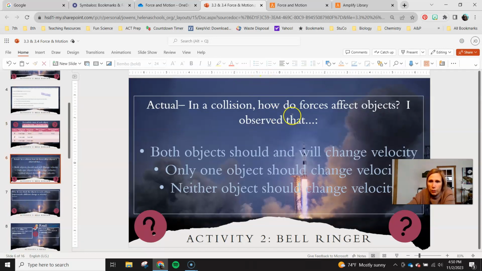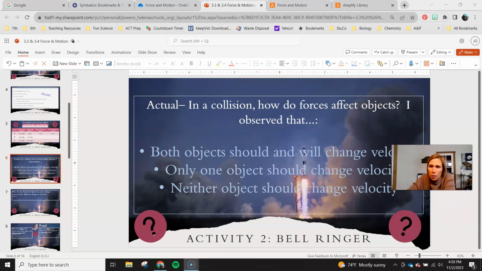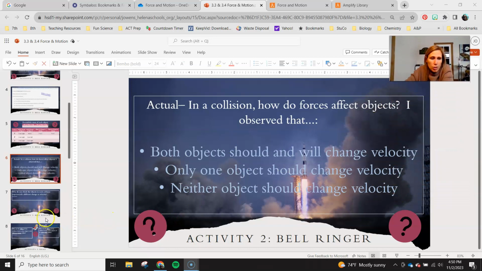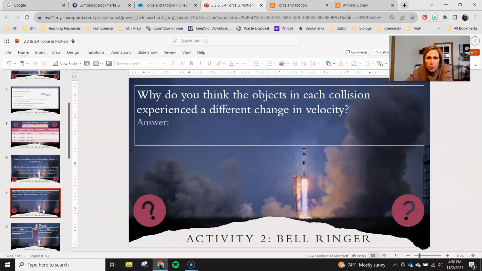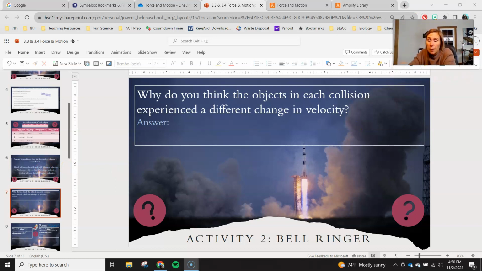So in a collision, how do forces affect objects? This is the same prediction question, so just kind of solidify your prediction. Were you right or wrong? What did you come up with after the sim? And why do you think the objects in each collision experienced a different change in velocity? So again, pause this video, finish up through slide 7, and when you guys are done, come on back to the video.